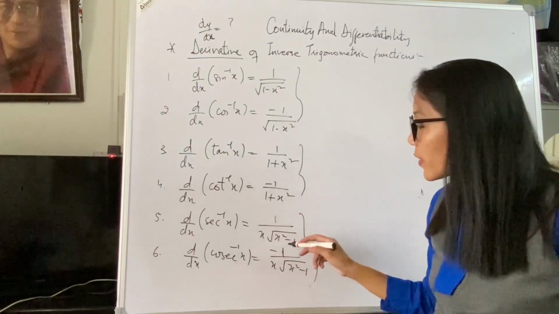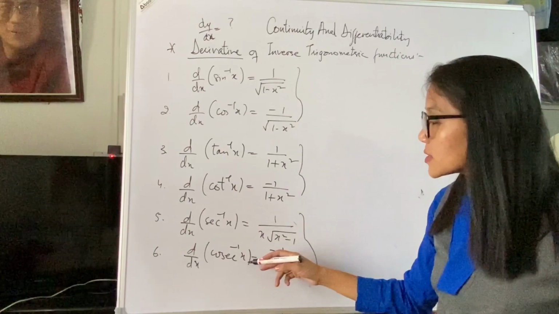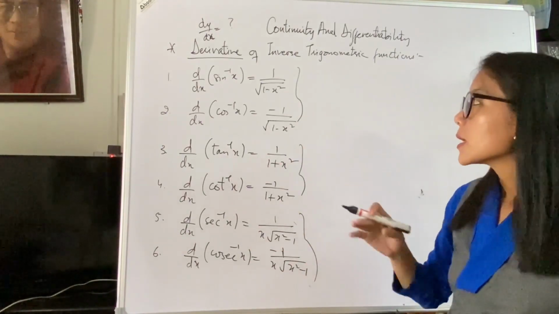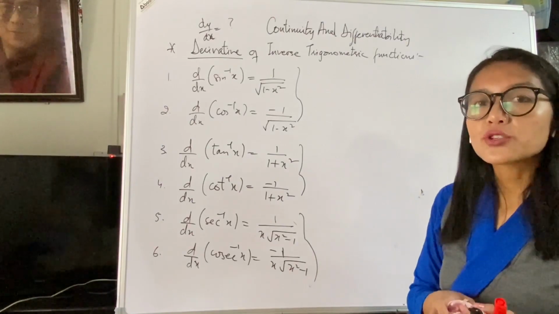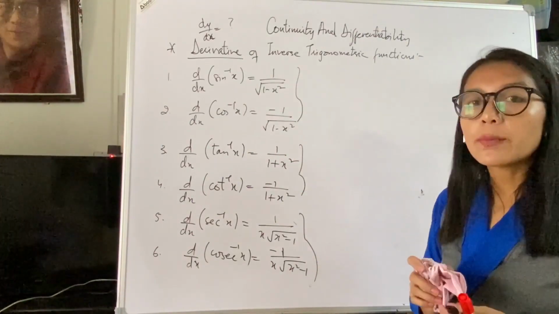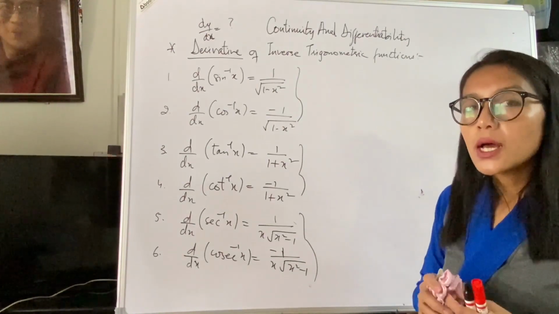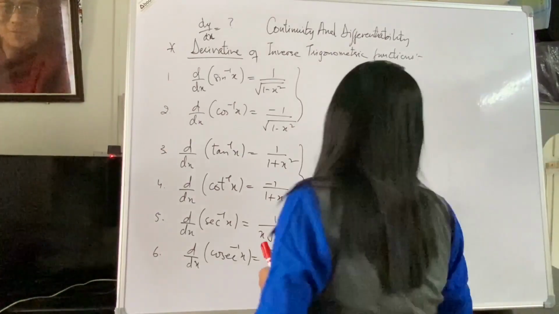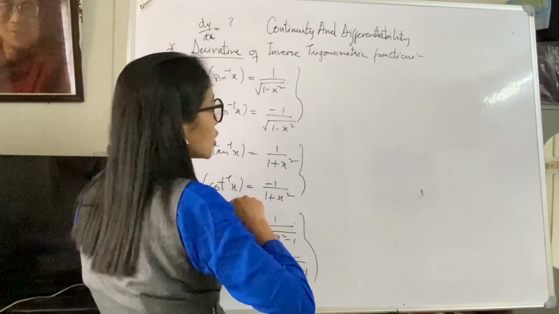Similarly, sec inverse of x has this derivative, and for cosec inverse of x you will take its negative. So these are the derivatives of the 6 inverse trigonometric functions, and these are the formulas we are going to apply to find the derivatives of them. Now we will solve one small example.